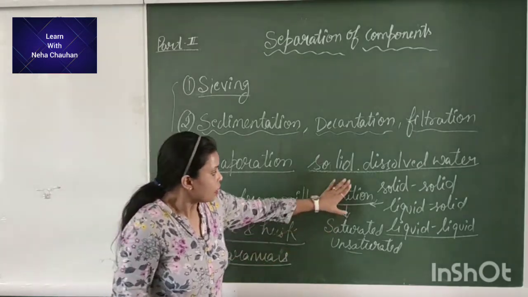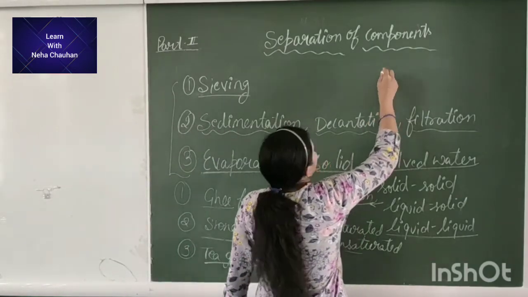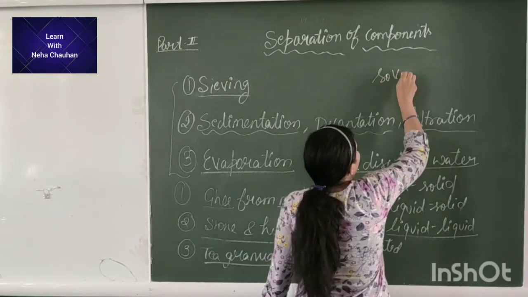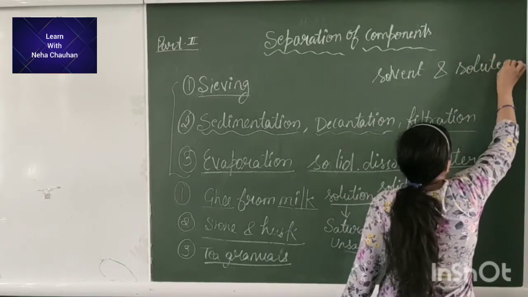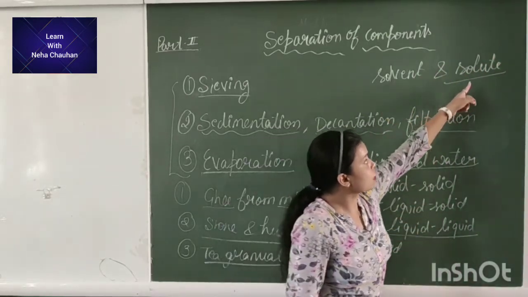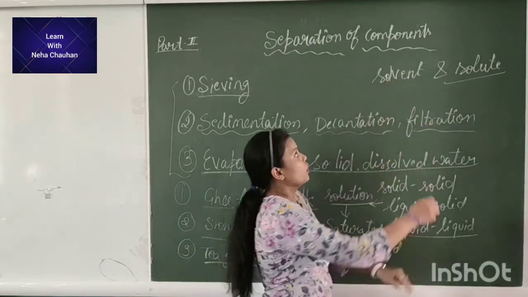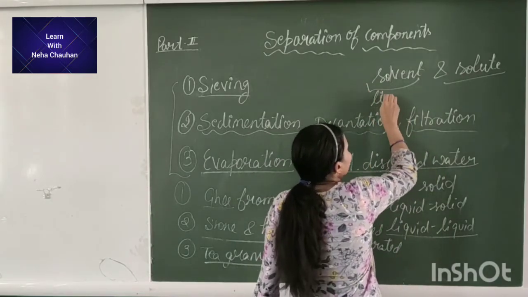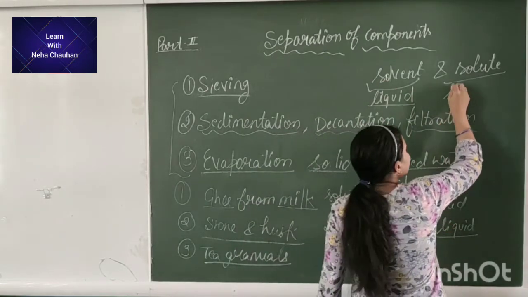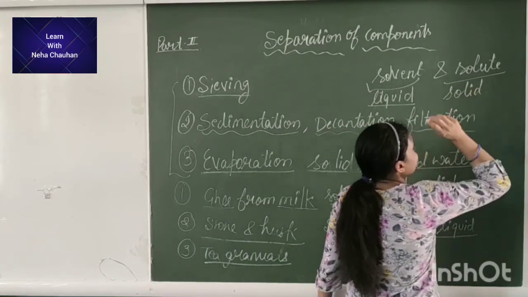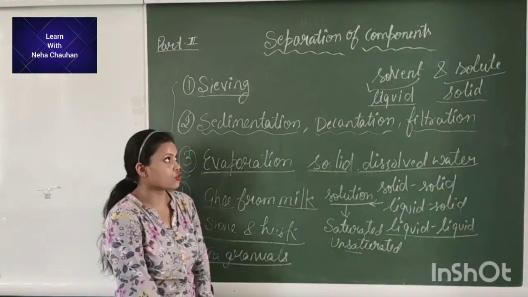Alright. If you know about the solution, we have two components, that is solvent and solute. What is solute? Solute is the solid part that can be dissolved in water, and solvent is the water, or we can say liquid. That liquid part of the mixture is known as solvent, and the solid part which is dissolved in liquid is known as solute. So this is it about the separation of components.